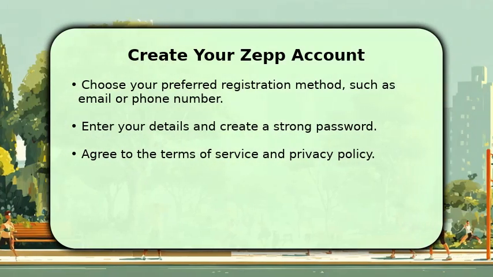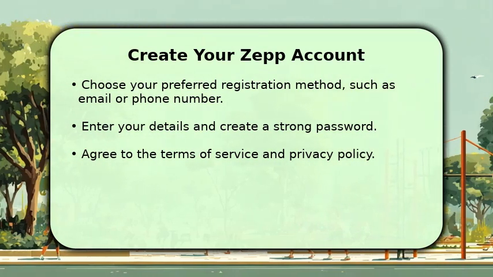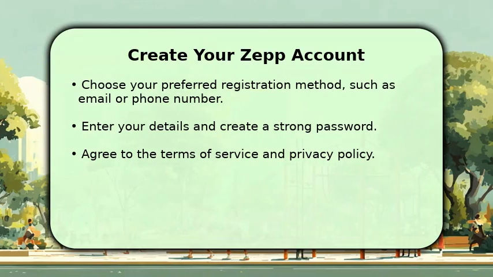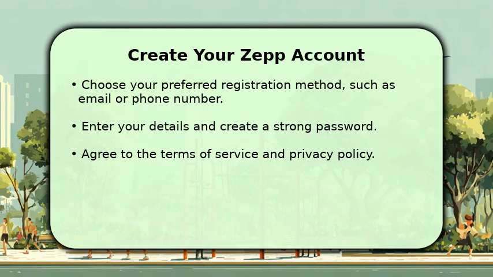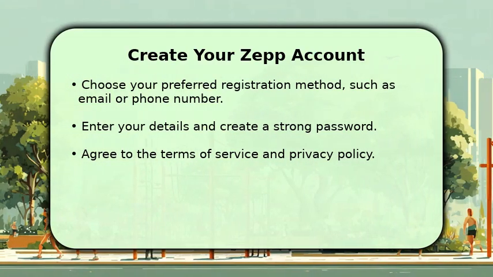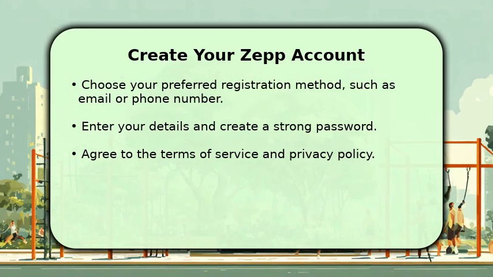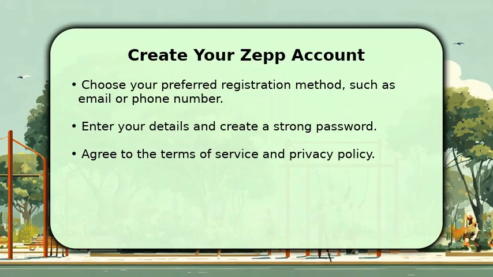Next, you'll create your personal Zepp account. You can register using your email address or a phone number. Carefully enter your chosen details and create a strong, unique password to protect your information. Remember to read and agree to the terms of service and privacy policy before proceeding. This ensures you understand how your data will be used and helps maintain the security of your account.